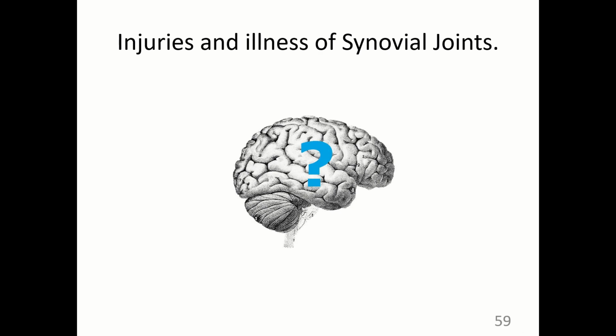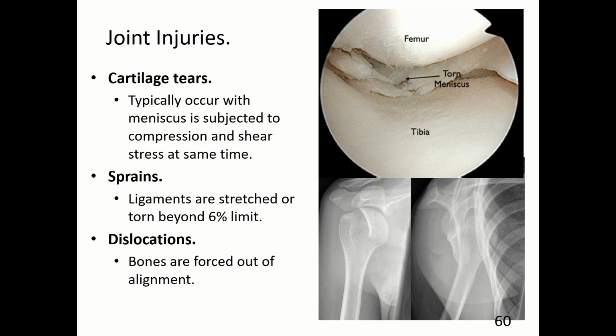All right, here's injuries and illnesses of the synovial joints. Joint injuries. Like I said, those soft tissue injuries, cartilage tears, sprains, dislocations. Bad news. Here's a torn meniscus. It typically occurs when the meniscus is subjected to compression and shear stress at the same time. Sprains occur when the ligaments are stretched or torn beyond 6%. So the ligaments can only stretch about 6% of their length before they start to become sprained.